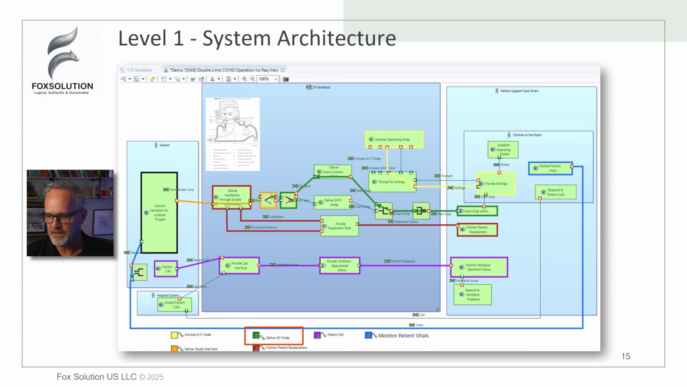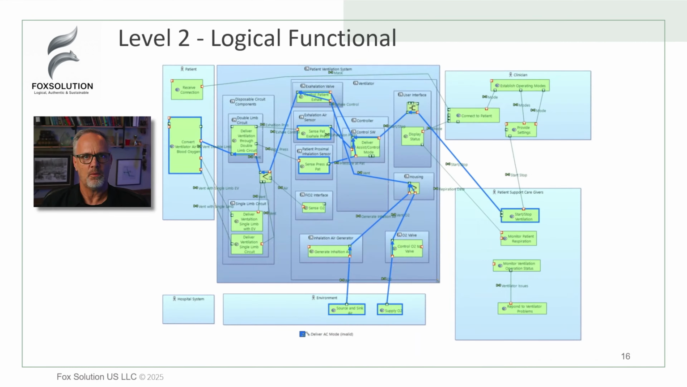Okay, so now we have this deliver AC mode. Deliver AC mode is part of delivering ventilation. So we're going to take this functional chain that is the green functional chain, and we're going to further decompose it. So now we're at the logical functional level, and we now get a whole bunch more detail. So the blue functional chain is delivering the AC mode, and now we have valves, we have sensors, we have double circuits, we have housings.